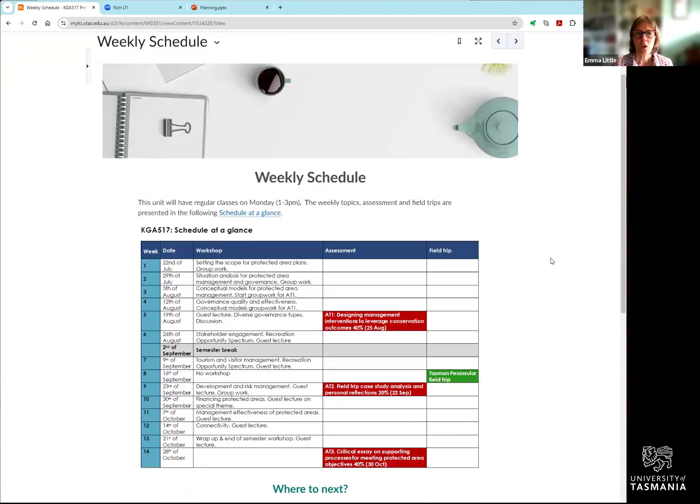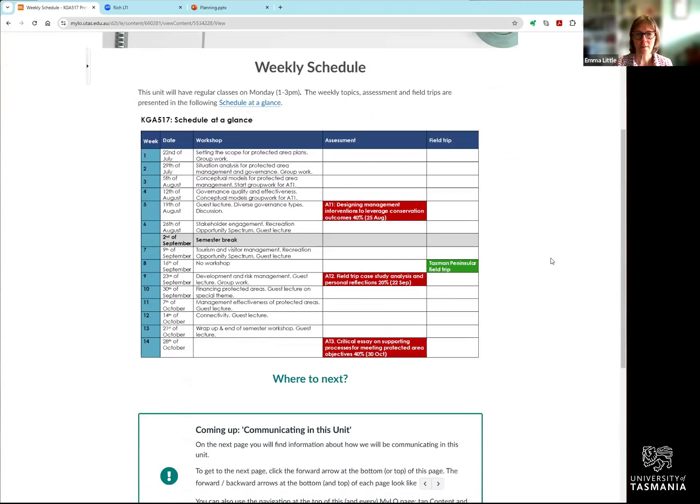So this is a planning unit that dives into protected areas, obviously. So for looking at the ways that there's planning and management in areas like the Tasmanian Wilderness World Heritage, but also a whole range of other protected areas, then this is the unit for you. A little bit more of a focus on environmental management rather than planning, statutory planning and the planning rules in environmental impact assessment.